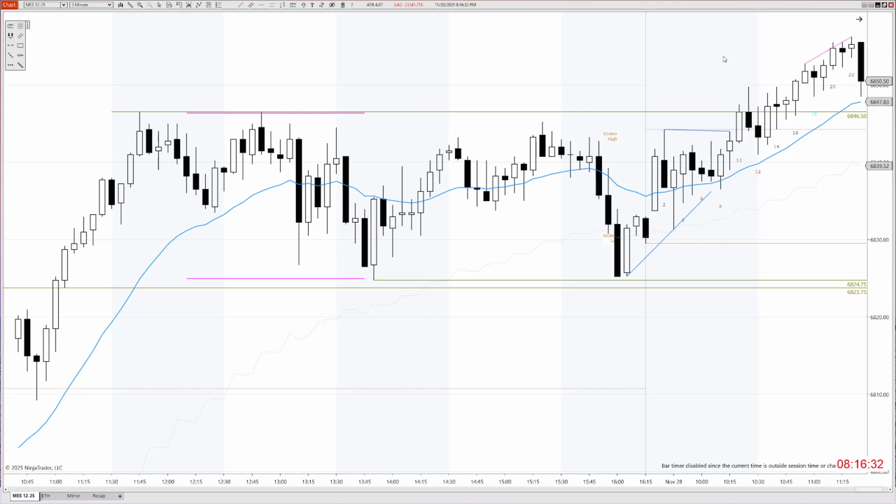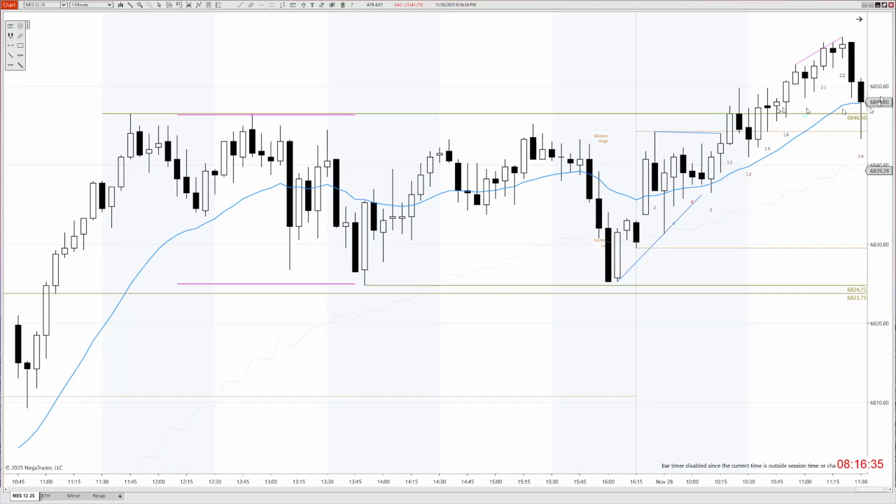Oops, wrong chart. We actually go below the test, but we don't go below the triangle. Remember, the stops are here or even here.